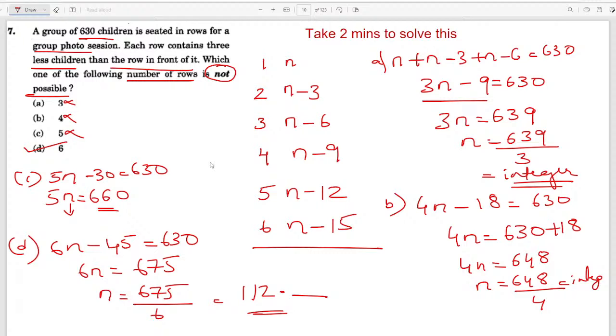Sahil, there is no formula for this type. You just have to write it down and then check whether it is possible or not.